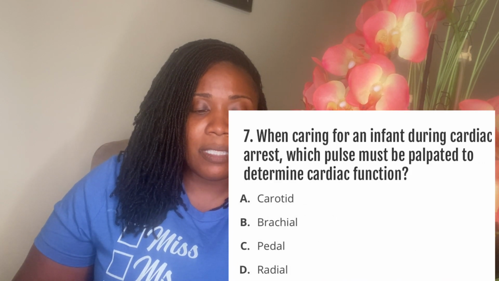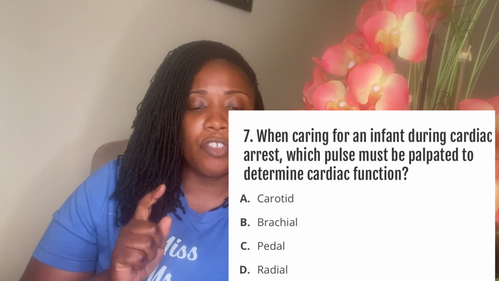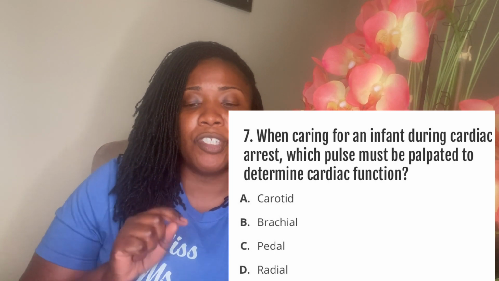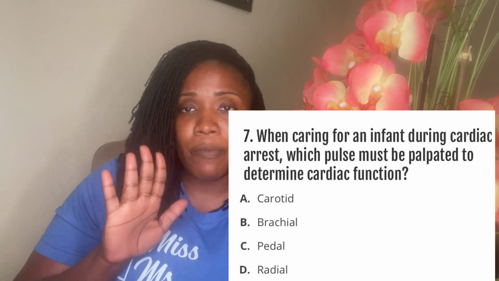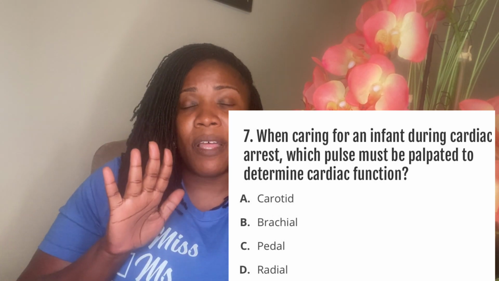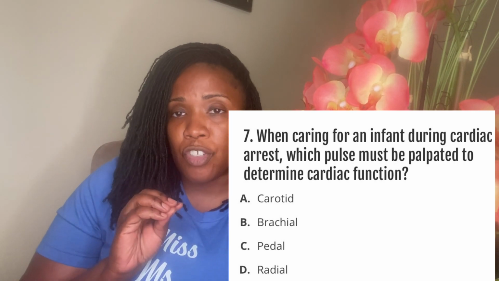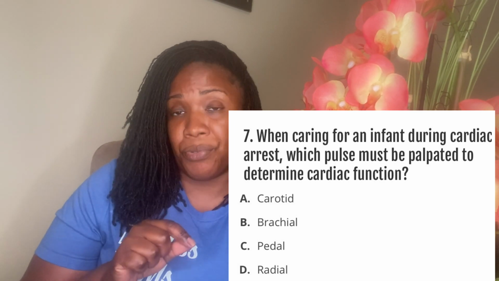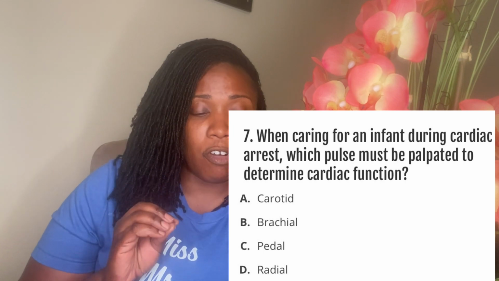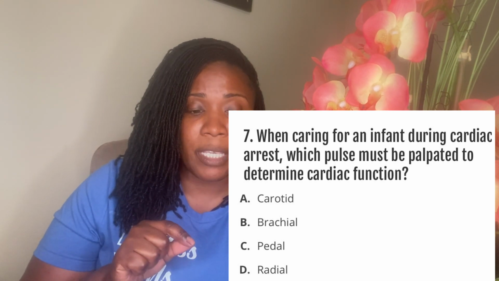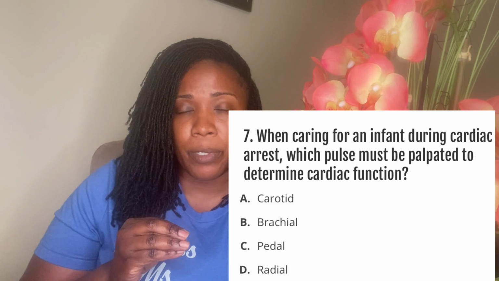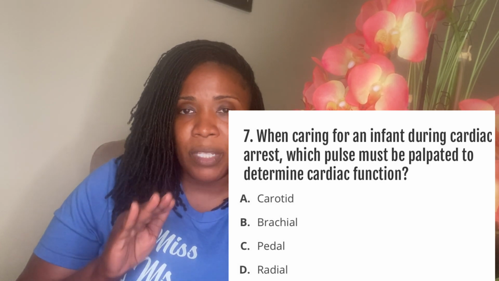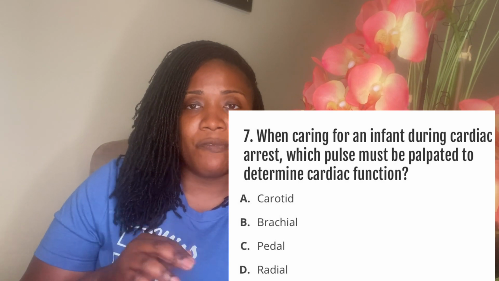All right, number 7 says, when caring for an infant during cardiac arrest, which pulse must be palpated to determine cardiac function? You are responsible for knowing that the only pulse that is usually effective with checking an infant is the brachial pulse. We have a carotid pulse, a pedal pulse, a radial pulse, and a brachial pulse. When you're dealing with infants, brachial. That's really the only pulse that you can even find on an infant.